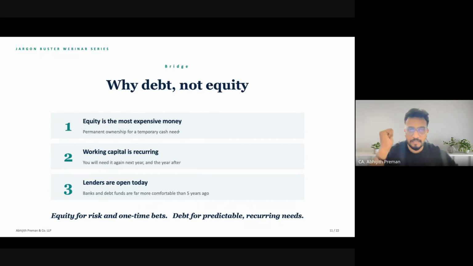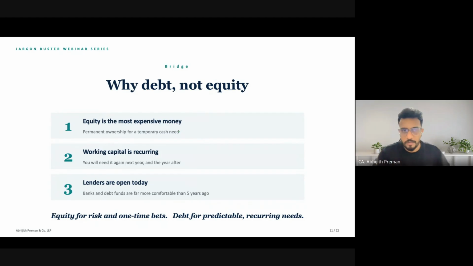Then working capital is recurring. You will need it again next year and the year after. So each time you cannot raise equity just for working capital needs, which means that eventually at the end of the 5th year, 100% of the company would be taken by somebody else. I mean, that won't happen, but still I'm telling. In a hypothetical situation, if you keep on taking equity, that's what's going to happen.